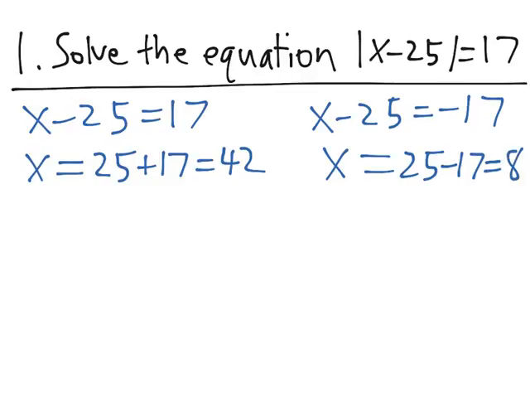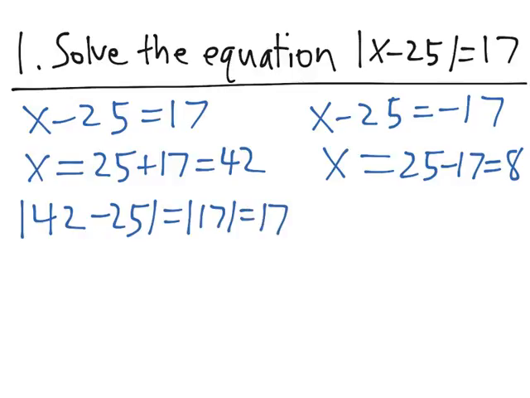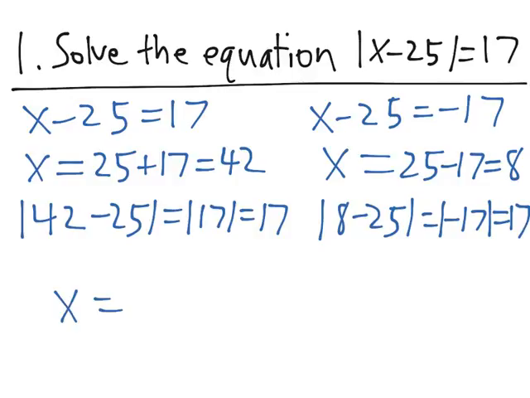Now, since this is an absolute value equation, we need to plug in the answers to the original equation to make sure they're correct. First, on the left side, absolute value of 42 minus 25 is equal to absolute value of 17, which equals 17. So that's good. And on the right side, we have absolute value of 8 minus 25 is equal to absolute value of minus 17, which equals 17. So both answers work, and x is equal to 8 or 42.